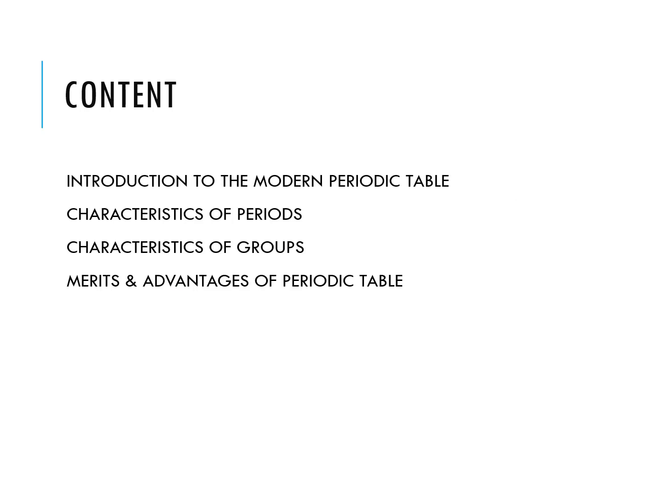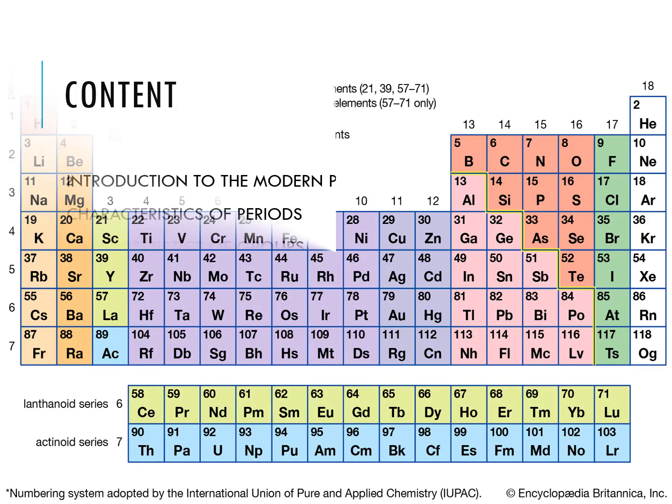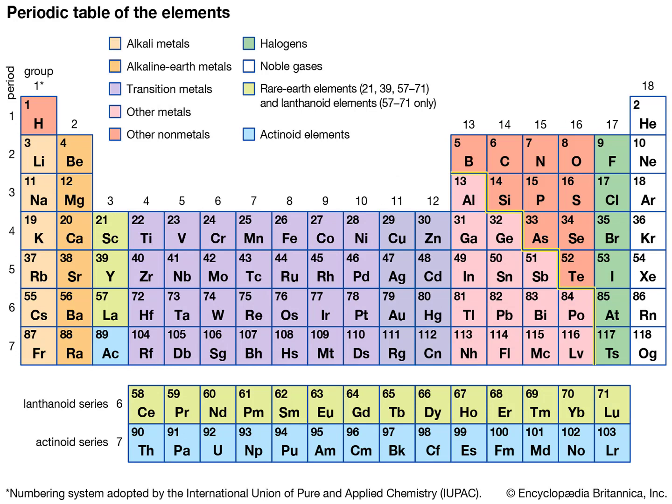The contents of the modern periodic table are the introduction to the modern periodic table, characteristics of the periods, characteristics of the groups and the merits and the advantages of the periodic table. Now as we see, this is the periodic table. You can see the periods. There are 7 periods and 18 groups, and you can see different elements being arranged in these periods and groups, and in total we have the 118 elements.